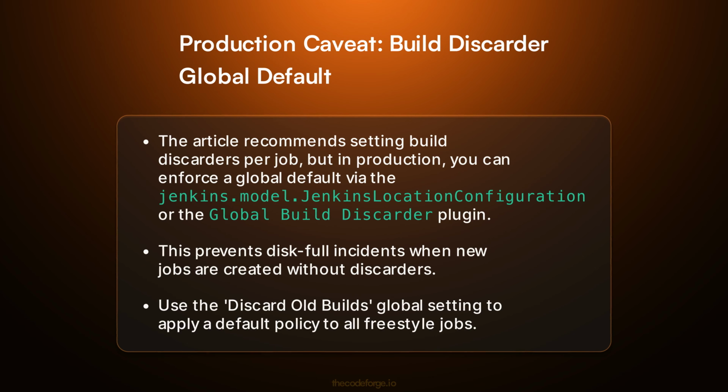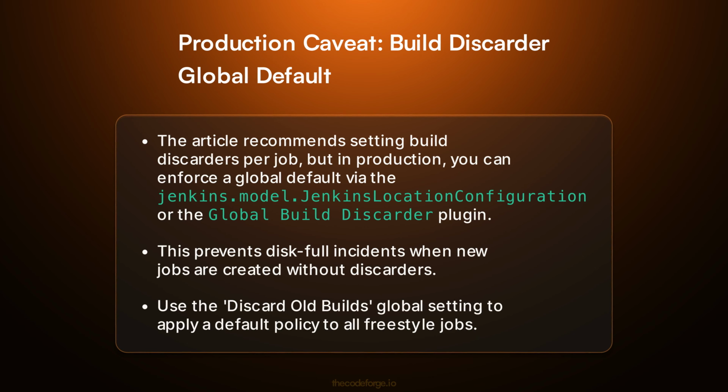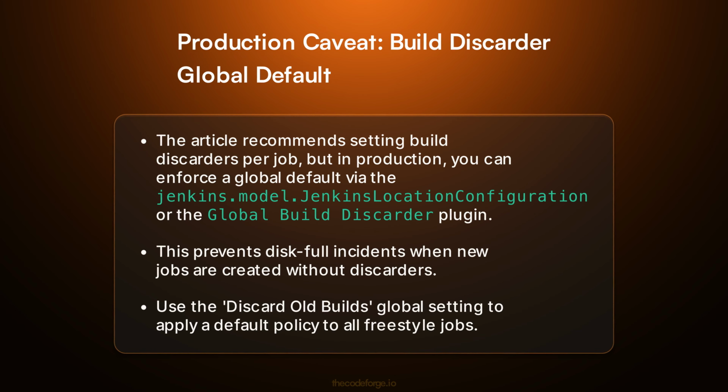The article recommends setting build discarders per job, but in production, you can enforce a global default via the Jenkins location configuration, or the global build discarder plugin. This prevents disk-full incidents when new jobs are created without discarders. Use the Discard Old Builds global setting to apply a default policy to all Freestyle jobs.